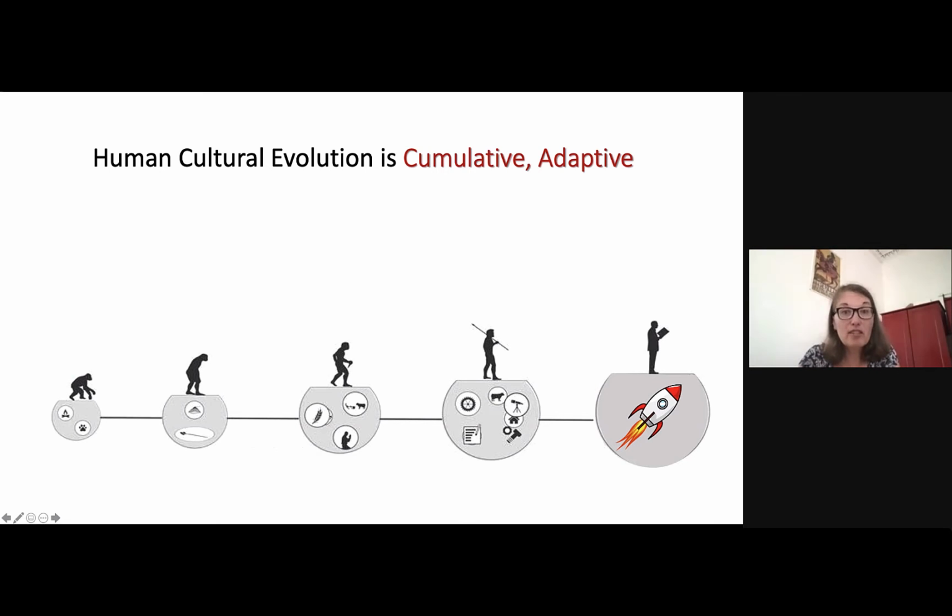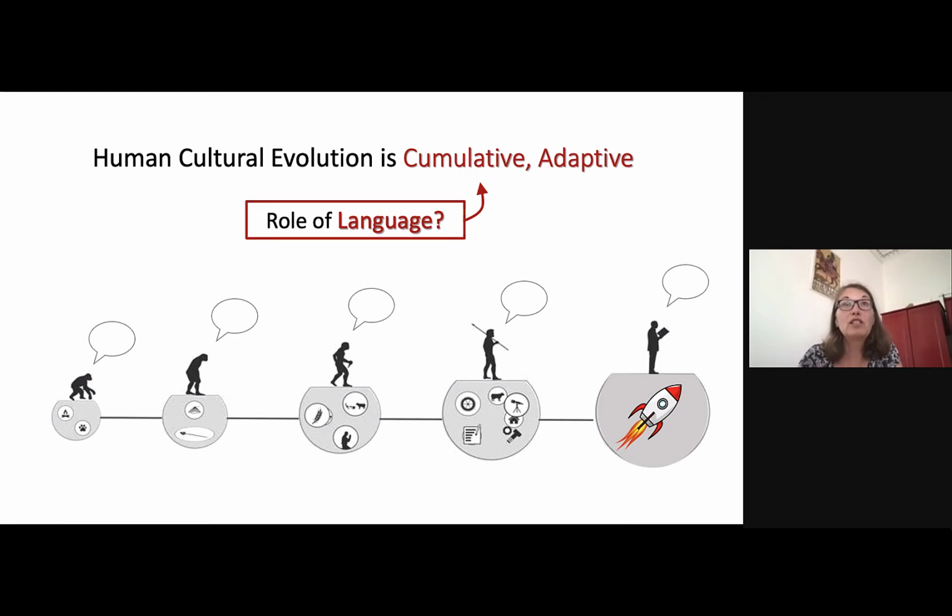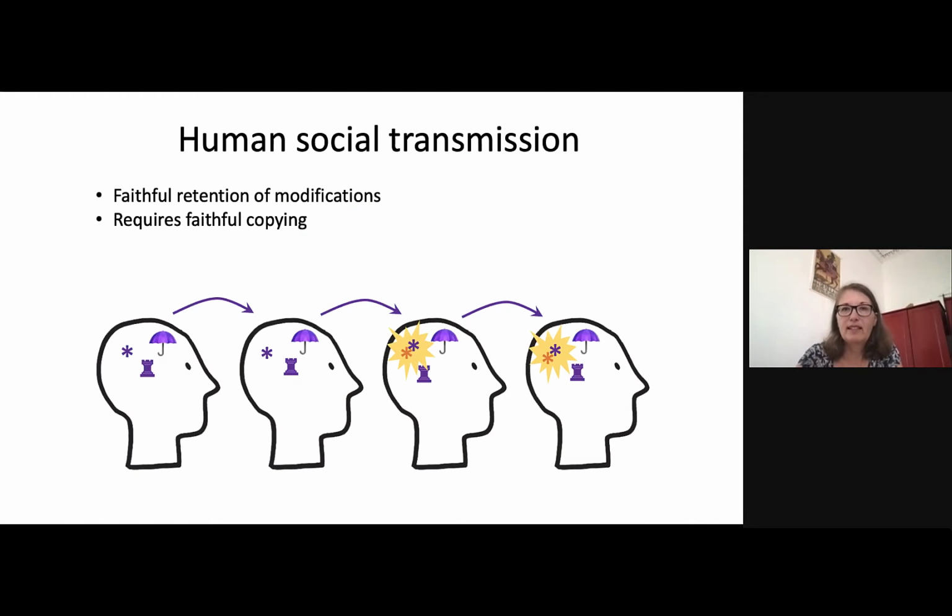In our study, we are going to ask one fundamental question, which is, what is the role of language in the evolution, in the development of cumulative, adaptive human culture? Now, it seems that one of the keys to human cumulative culture is a special type of social transmission, a specific kind which is different from social transmission in other species. And this enables copying faithfully so that beneficial innovations are retained and are not lost.